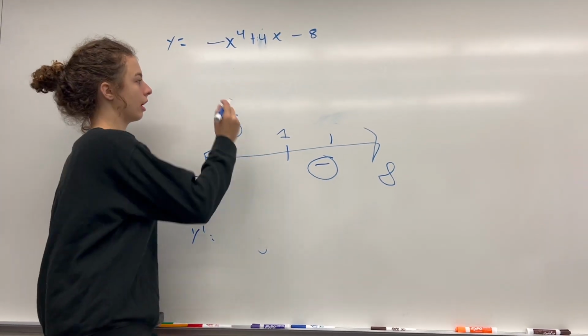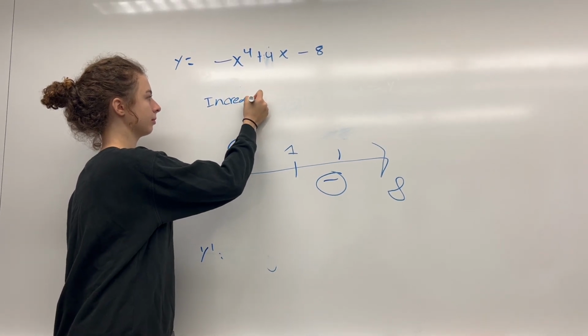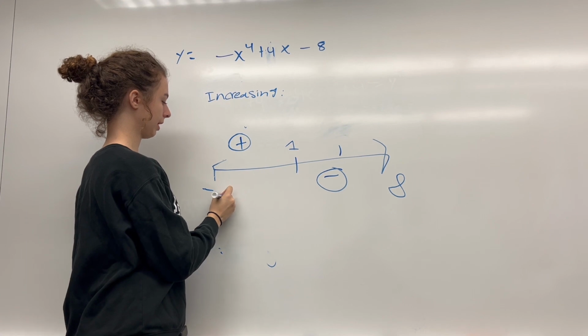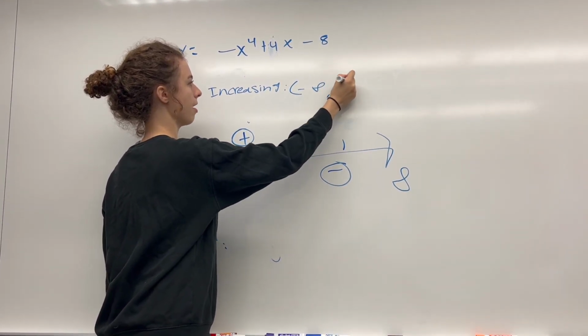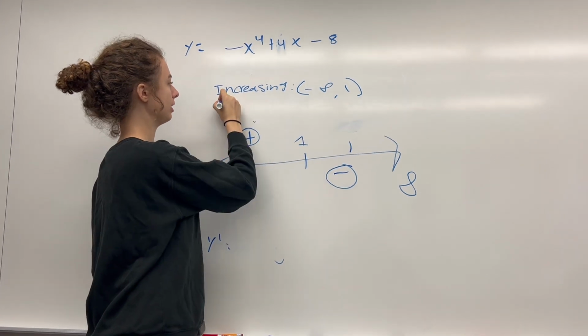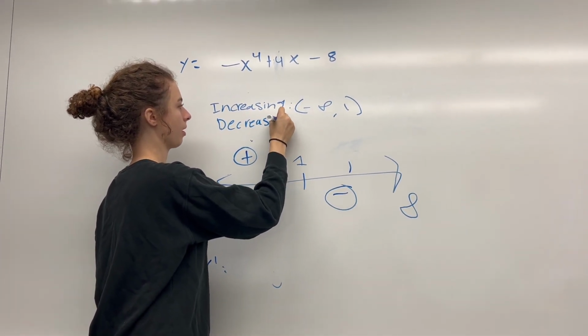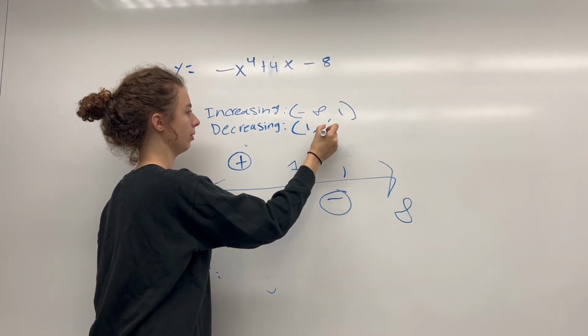So for my answer, I would write increasing in the interval negative infinity to 1, and decreasing from 1 to infinity.